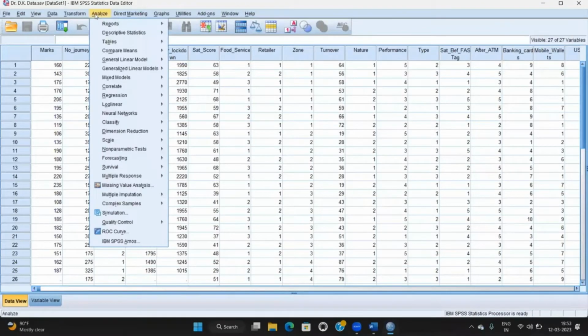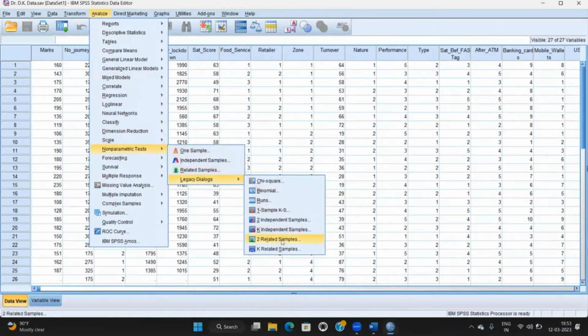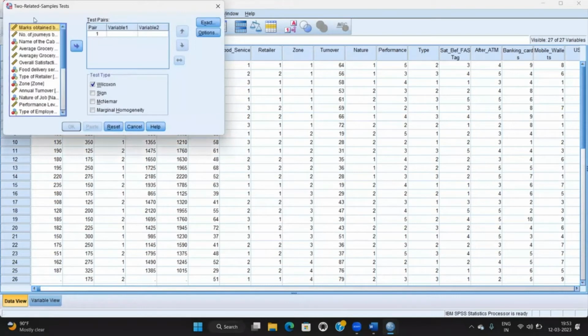Once again, go to Analyze, Non-parametric tests, Legacy dialogs. Now, 2 related samples. Because how many samples are there? Only 1, but how many data are there? 2. That is before and after. So they are related samples. The sample is only 1, but since the number of data is 2, we call it related samples. Earlier it was called 2 independent samples. Now it is called 2 related samples. So we select 2 related samples.